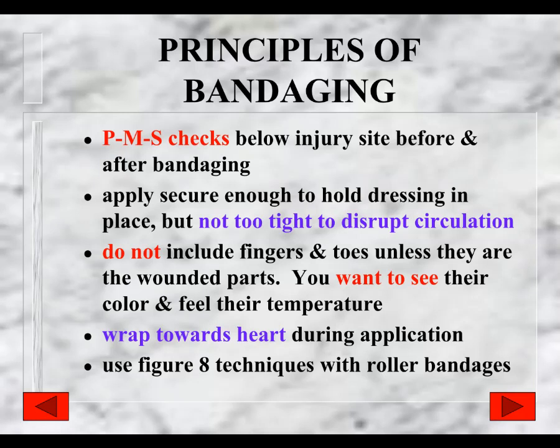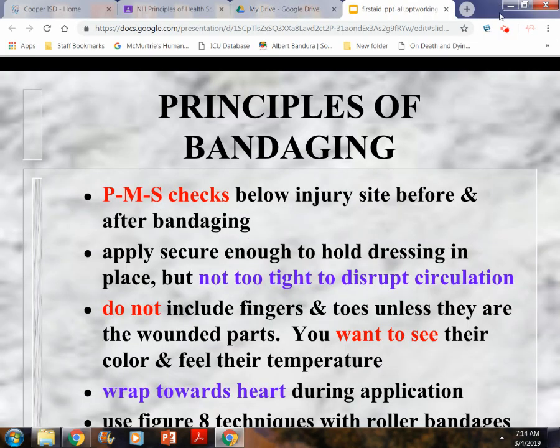We want to make sure that they can still move it. And unless it's a finger or a toe injury, leave those open. Make sure that they're able to move their fingers and toes, because we can check for those nail beds to be pink to look at circulation. That's very important that we do that. We make sure that whoever we're helping has circulation available. You want to wrap towards the heart as much as possible, because it helps with circulation. And when available, we're going to use the figure 8 roll technique. I'm going to show you a video of the figure 8 dressing technique.